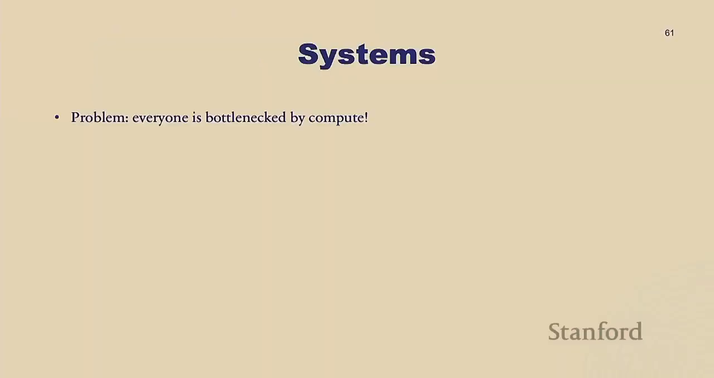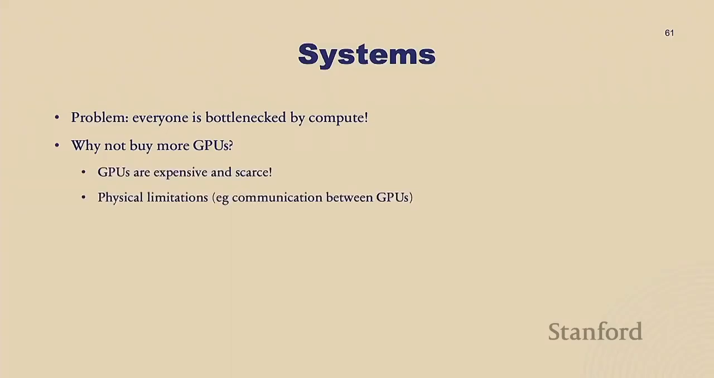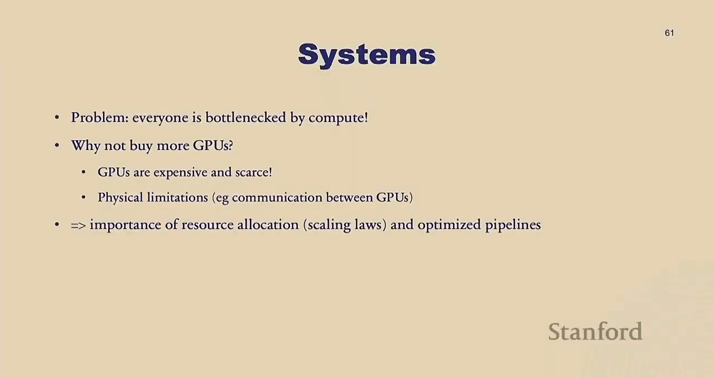Systems: as we said, for everyone, the huge bottleneck is compute. One question you might ask is why not buy more GPUs? GPUs are expensive, but also scarce. Even if you have $10 million right now, you cannot buy the best GPUs. There are also some physical limitations. When you have multiple GPUs, you have to communicate between them, and that takes time. So just buying more GPUs is not that easy. It's really important to think about how you allocate resources and how you optimize your pipeline.